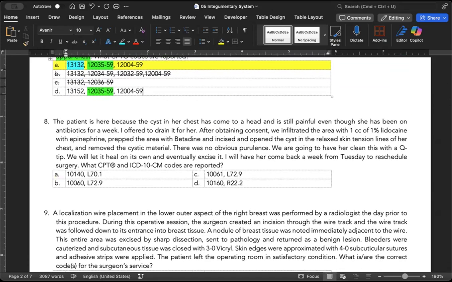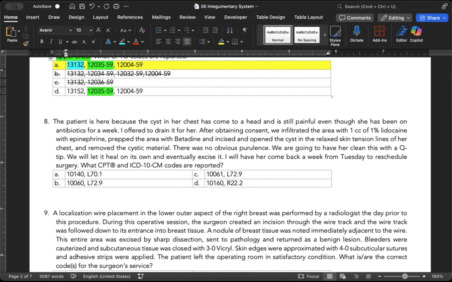Number 8, patient is here because the cyst in her arm has come to a head and is still painful enough, even though she's been on antibiotics for a week. I've offered to drain it for her, and after obtaining consent, we infiltrated the area with 1 cc of 1% lidocaine with epinephrine, prepped the area with betadine, and incised and opened the cyst in the relaxed skin tension lines of her chest, and then removed the cystic material. There was no obvious purulence, and we are going to have her clean this with a Q-tip. We'll let it heal on its own and eventually excise it. We'll have her come back in a week from Tuesday to reschedule the surgery.